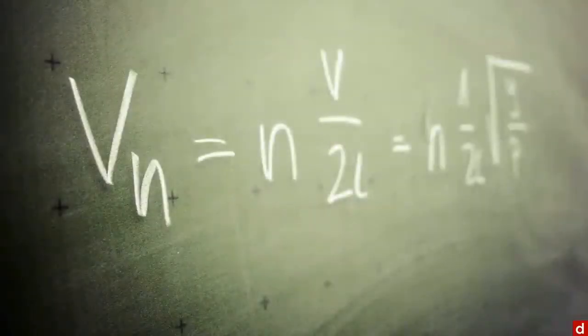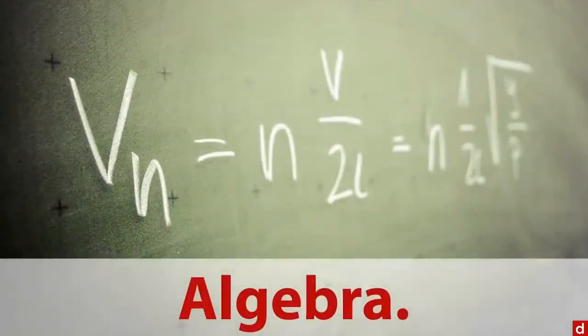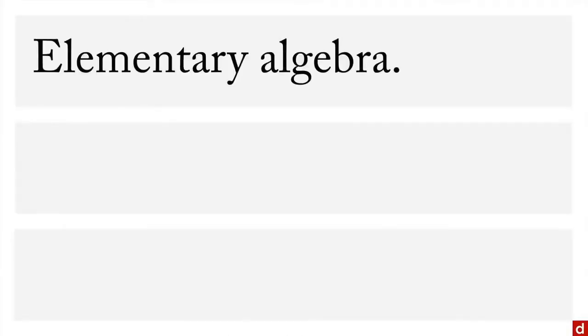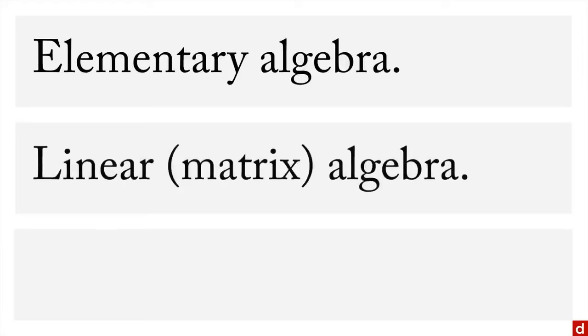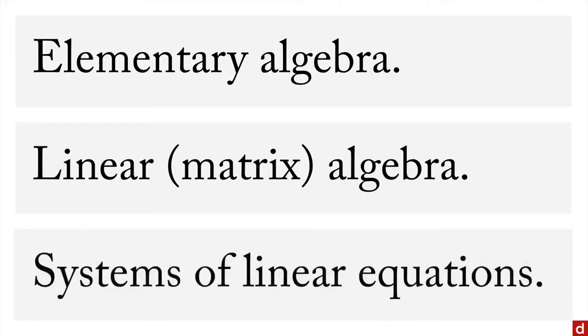Now, probably the most important thing to start with is algebra. And there are three kinds of algebra that we want to mention. The first is elementary algebra. That's the regular x plus y. Then there's linear or matrix algebra, which looks more complex, but is conceptually simpler and is used by computers to actually do the calculations. And then finally, I'm going to mention systems of linear equations where you have multiple equations simultaneously that you're trying to solve.